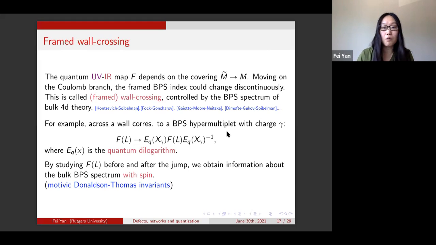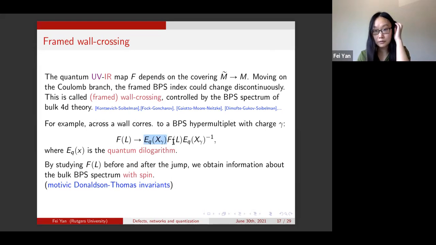For example, across the wall associated to a BPS hypermultiplet with charge gamma, this F of L would jump by conjugation of the quantum dilogarithm E_q of X_gamma. And one could check that, at least for the GL2 case, our quantum UV-IR map algorithm does reproduce a correct jump with respect to walls associated with BPS hypers and walls associated with BPS vectors. And those are the complete story for N equals 2.